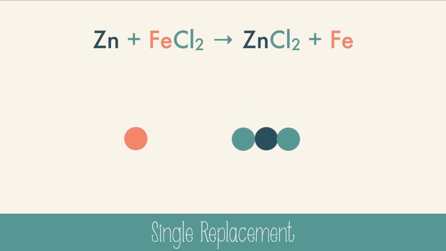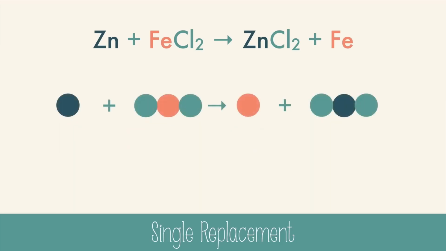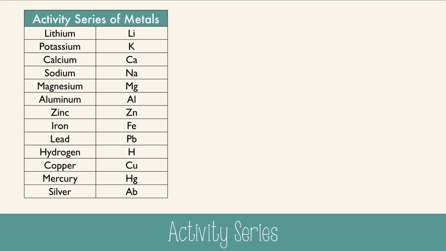The 2 metals in this case have swapped places. So here we have an equation, a drawing, and now a simple formula for single replacement reactions. A plus BC yields AC plus B. But not all single replacement scenarios actually work. In order to see if the swap will occur, we need to reference a chart, the activity series of metals.